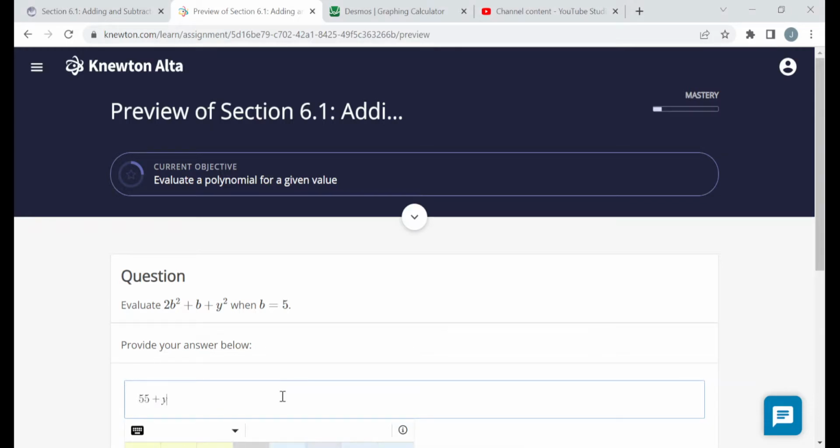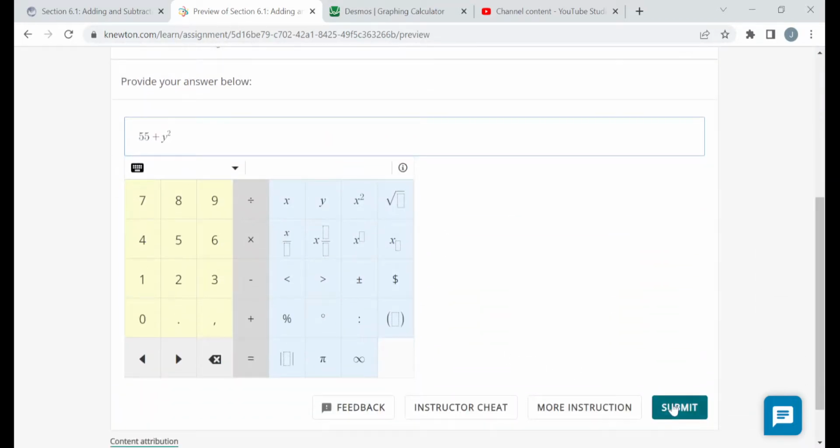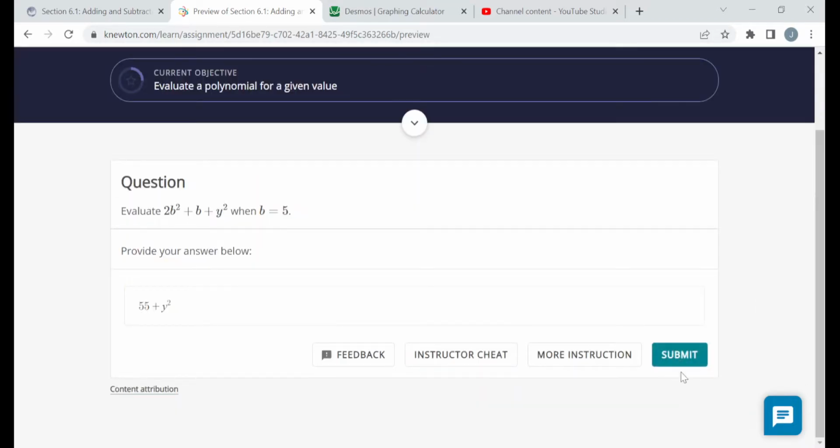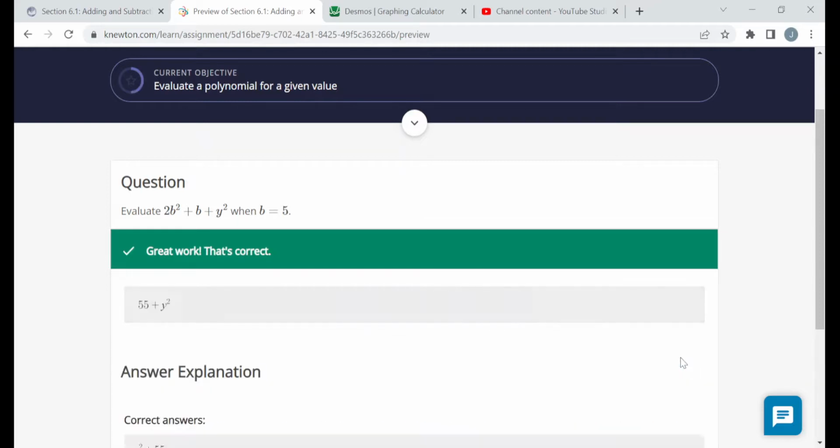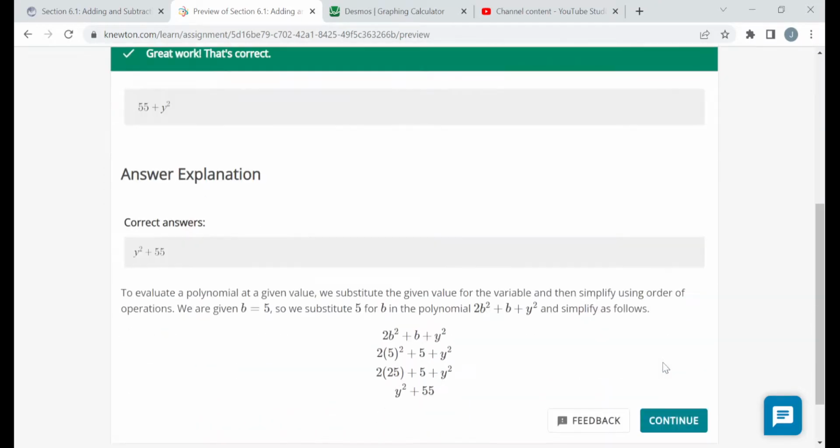55 plus y to the second. That's it. Great. Or y squared plus 55. You can write the sum of the monomials in any order. When you add real numbers, it doesn't matter what order you put the addends in. It'll still be the same thing. So if you wanted to do y squared plus 55, that was the same thing.